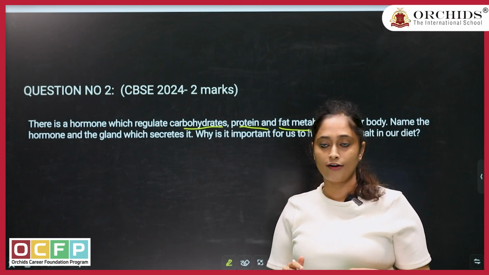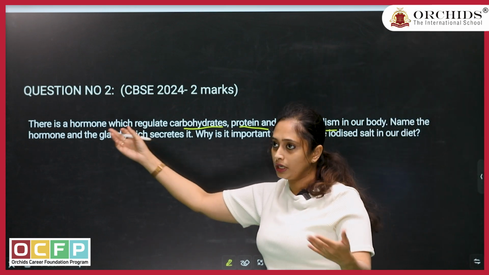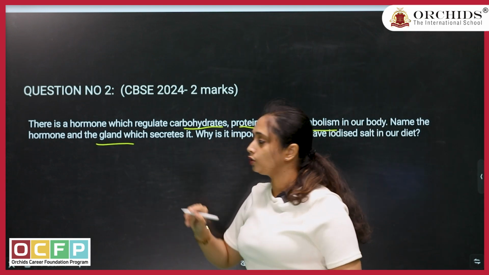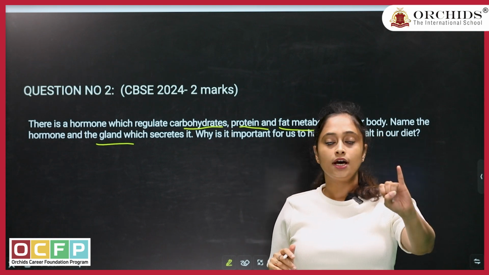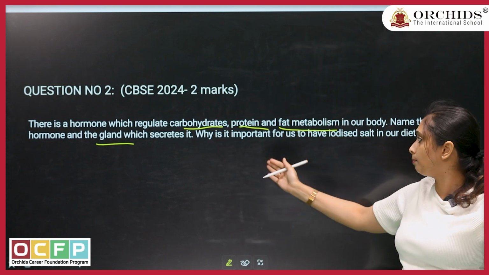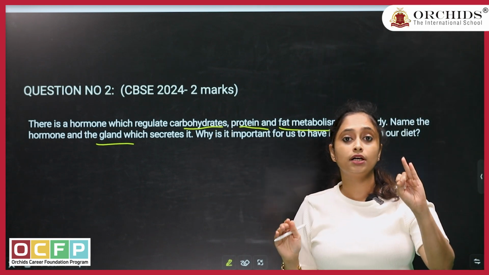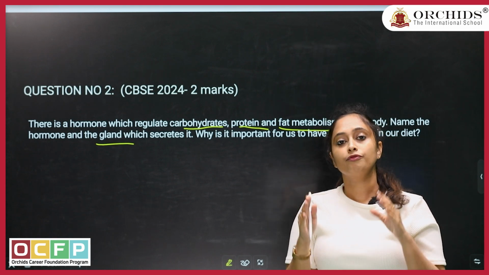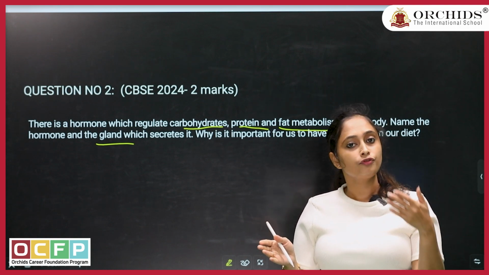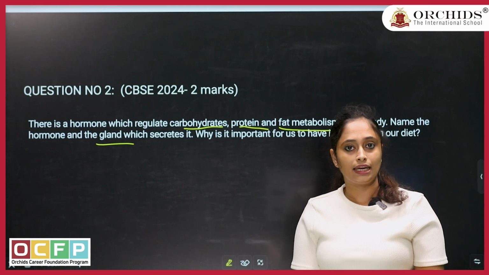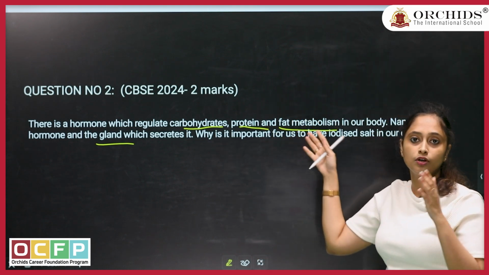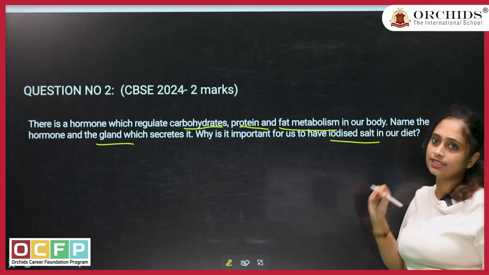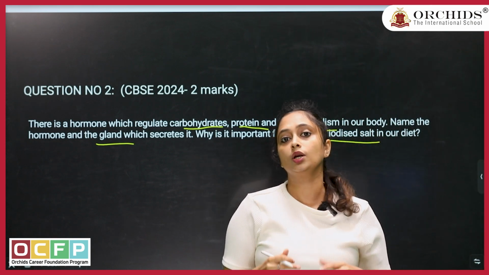That part carries half a mark. And the second part of that question is to name the gland which secretes it. So you also need to mention the gland. That means which hormone is doing the function of metabolism of carbohydrate, protein and fat, and from which gland this hormone is secreted. This area consists of 1 mark, half a mark for giving the name of the hormone, and half a mark for giving the right answer for the gland name. So that is the 1 mark part. And the second part of the same question is: why is it important for us to have iodized salt? That means, why do we need to include iodine-rich salt in our diet?